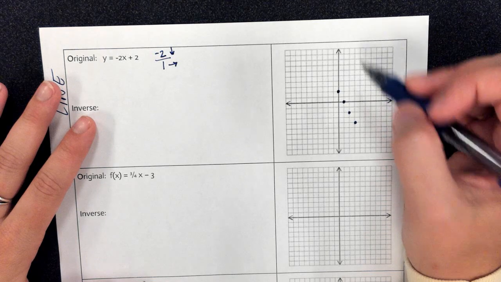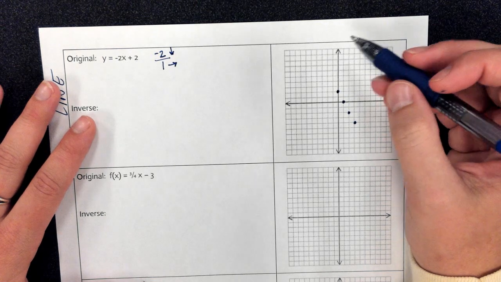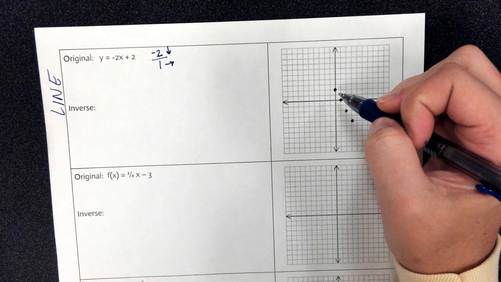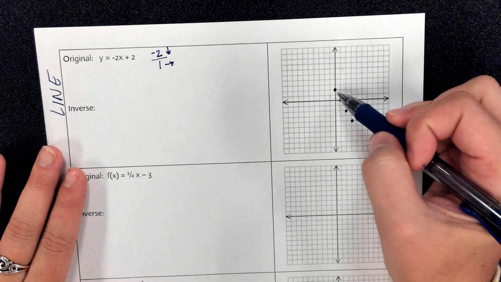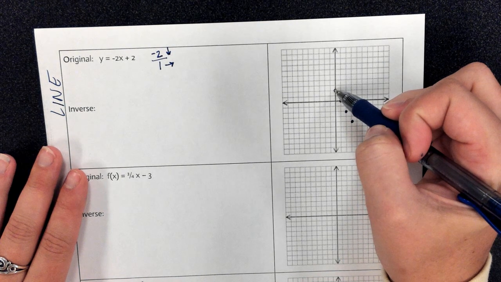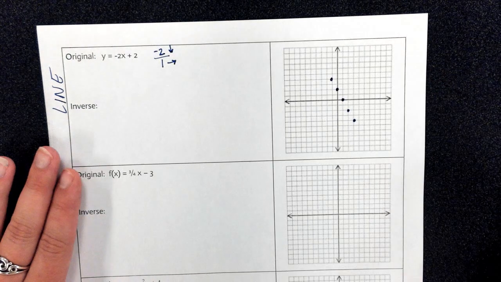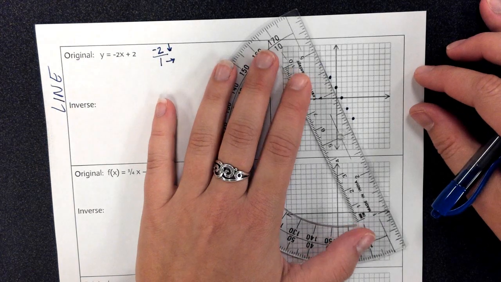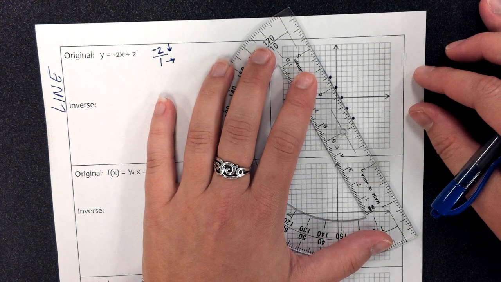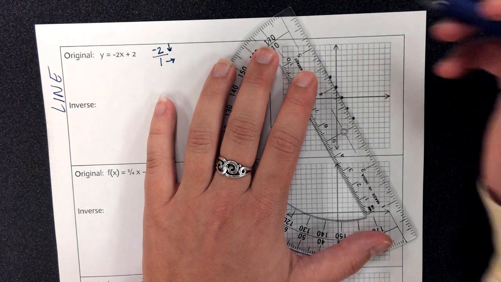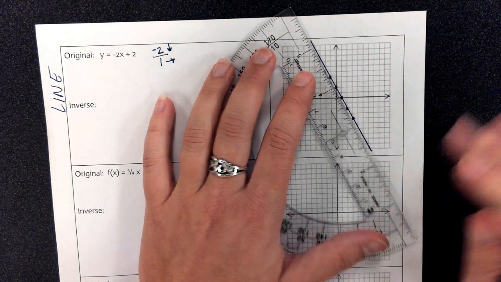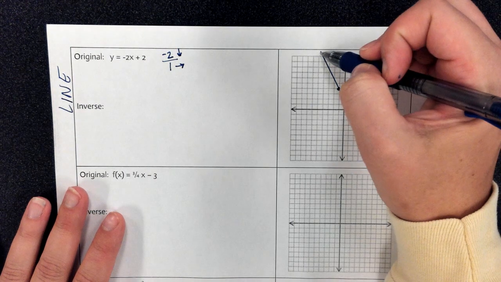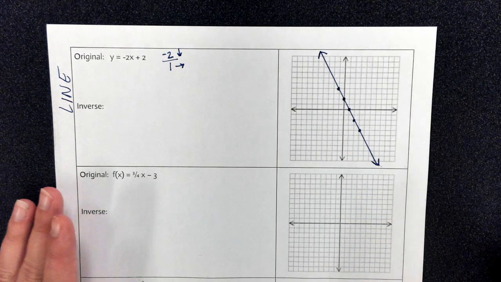Let's pretend I can't go down 2 and right 1 anymore. What else could I do? Go up 2 and left 1. Very good. So go back to your original and let's do 1 dot. So go up 2 and left 1. With your straight edge, we are going to connect these dots. You definitely need a straight edge, please. And since these are lines that go off my graph, what do I need at the end of my lines? An arrow. Very good. Okay?